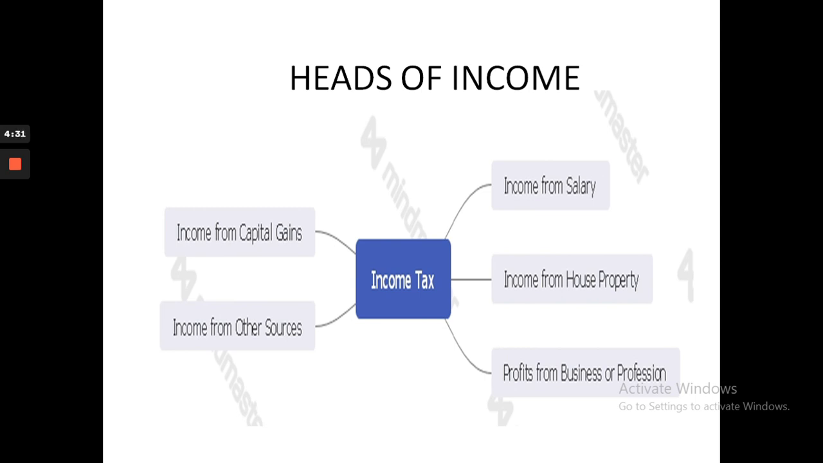However, this excludes a property which is used for the purpose of carrying out the taxpayer's business or profession, the profits of which are chargeable to income tax. Income earned by letting out of the house property less the allowable deduction under Section 24 will be taxed under this head. This head is applicable to all types of assessee.